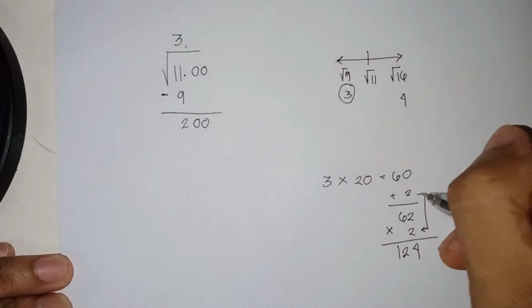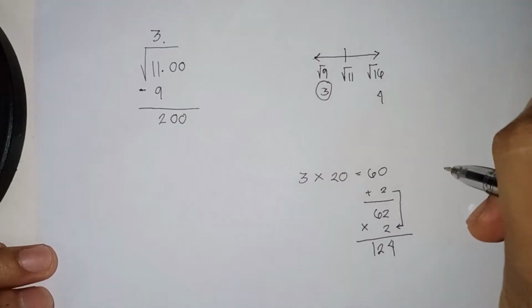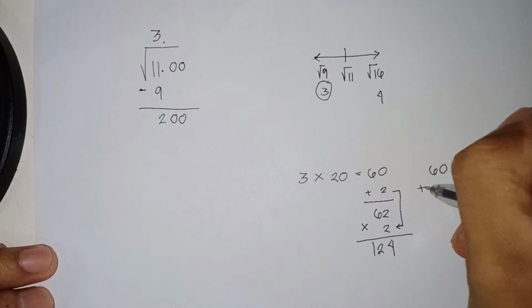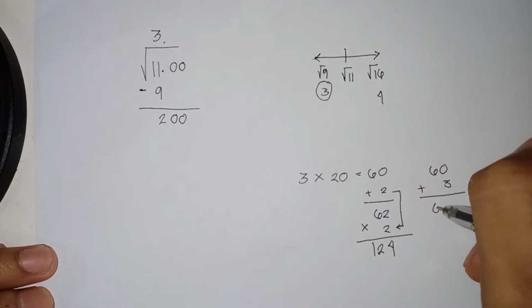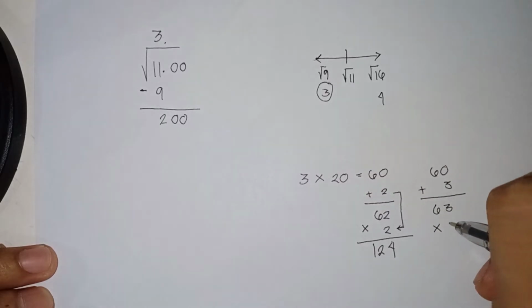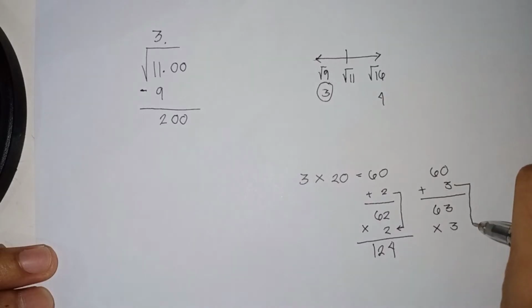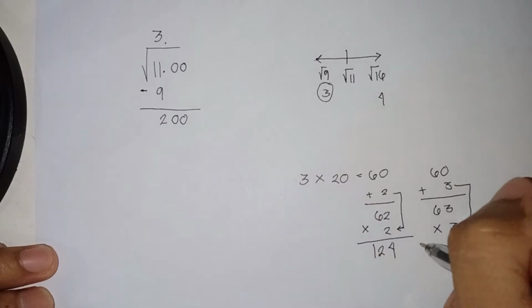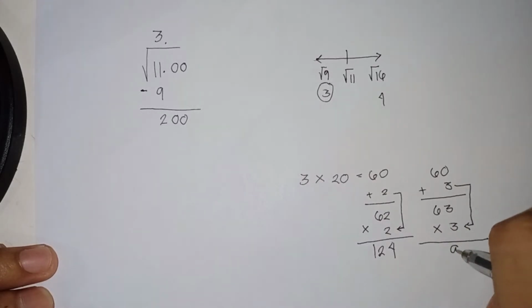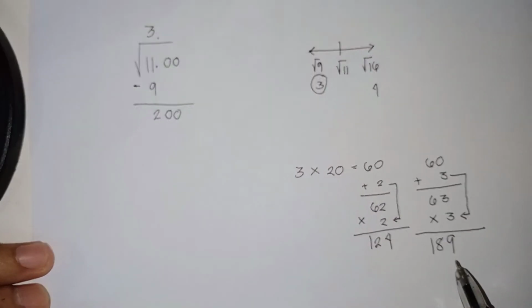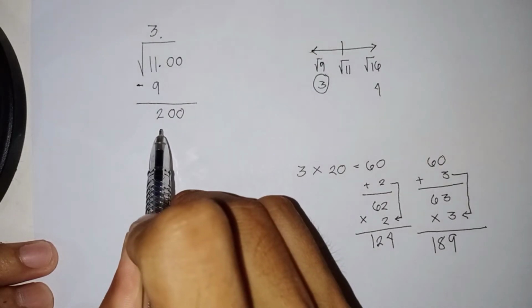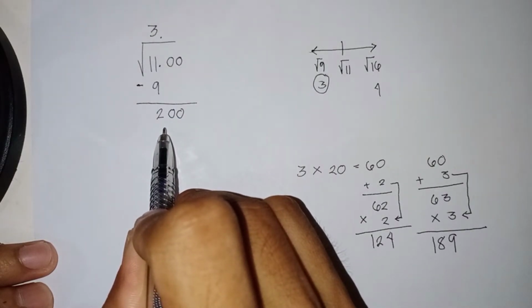Let's say we try 3. So again, we have 60 plus 3, which gives us 63, times 3 again. Whatever number I used here is the same number you multiply. Okay, so 3 times 3 is 9, and 3 times 6 is 18. So you'll notice that 189 is less than 200. So it's much closer.